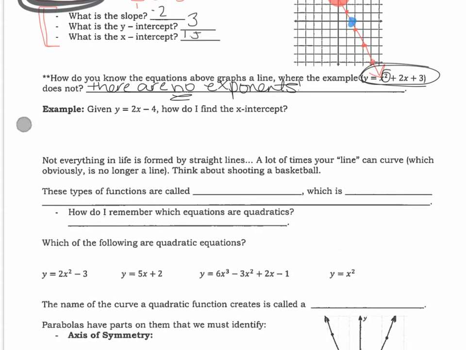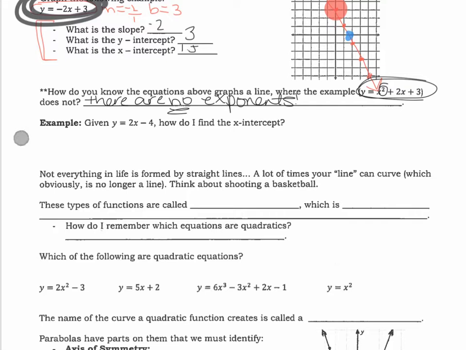Let's take a look. Given the example, this is fabulous SOL review. How do I find the x-intercept? We just talked about it. What does x-intercept mean? Well, it's where the line crosses the x-axis. But if I don't have a pretty coordinate plane like I did up here, how do I find the x-intercept? Does anybody remember? Well, I have to plug 0 into the opposite variable. So if I'm finding the x-intercept, I'm plugging 0 into y.